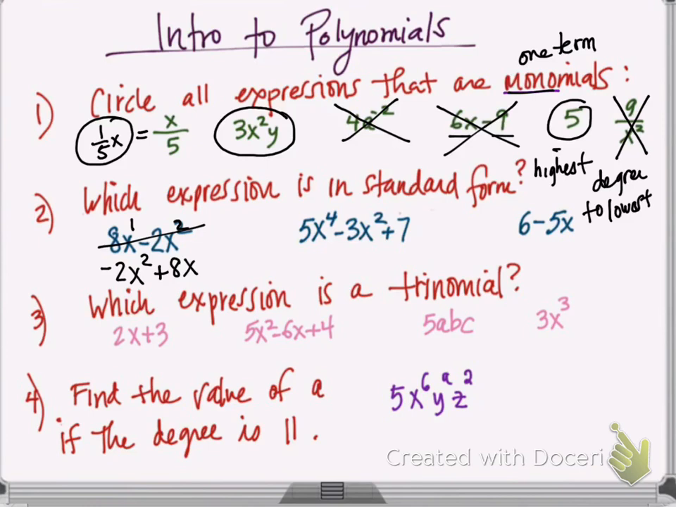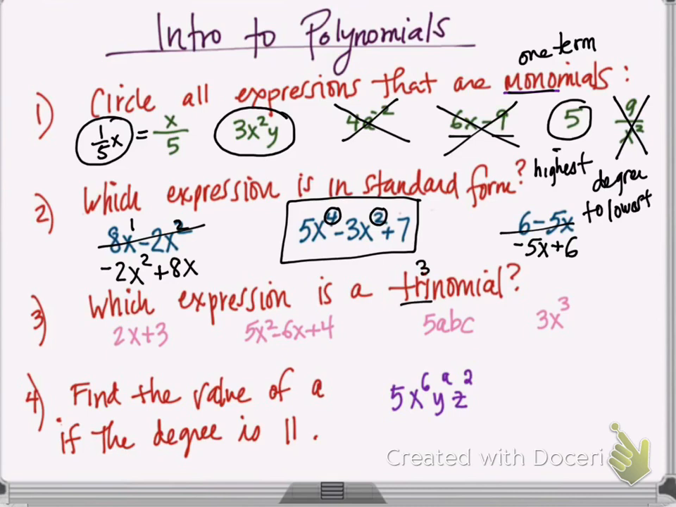The next expression, I notice that it goes from the fourth power to the second and then the constants at the end. So in fact, this is in standard form, highest degree to lowest. And then this last one, your negative 5x should be written first and then the constant should be written second if it were in standard form. For number three, we're looking for the expression that is a trinomial.